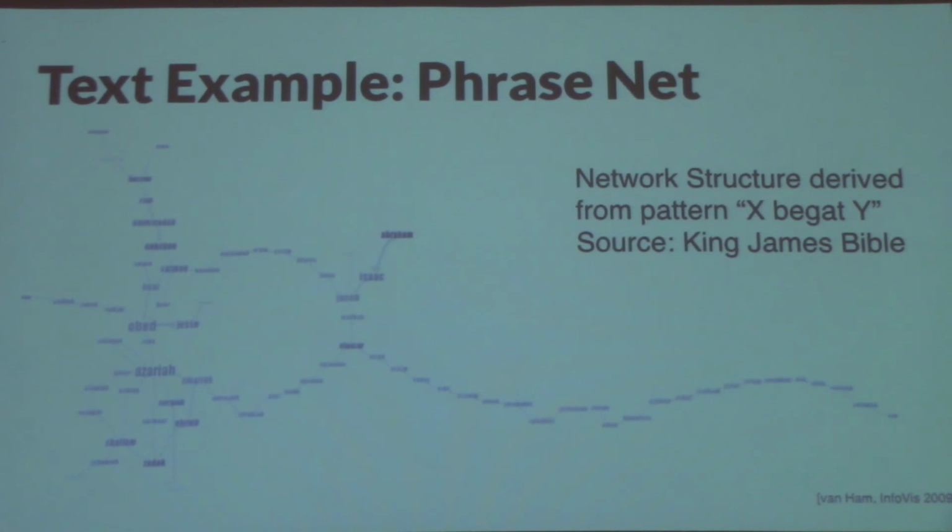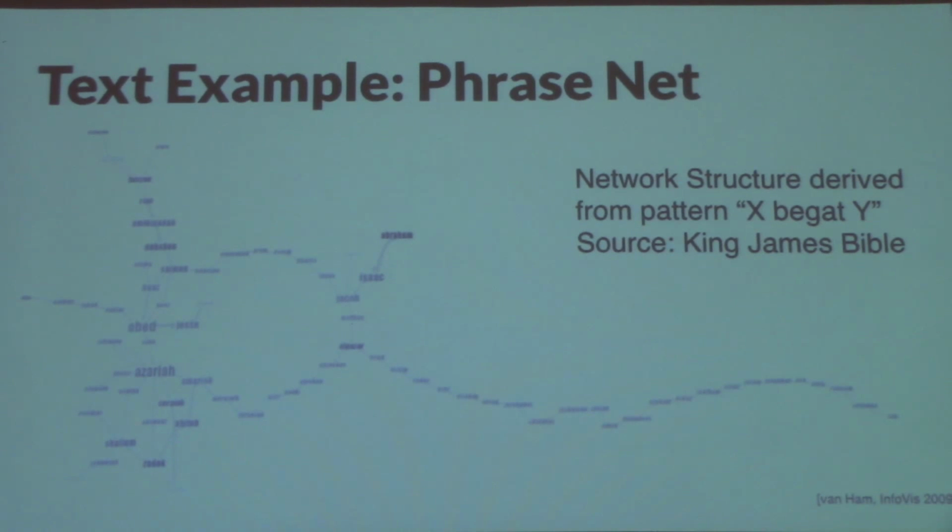I just wanted to give you an example of a text visualization. It's a little hard to read, but this is a paper from 2009 and it's called PhraseNet. And this here is a network structure that was derived from the King James Bible based on the relationship between two entities, X beget Y. So in this case, Abraham beget Isaac, Isaac beget Jacob, and so on. And so what you can see are these family relationships, who is whose child, and this was automatically created by a very simple rule.